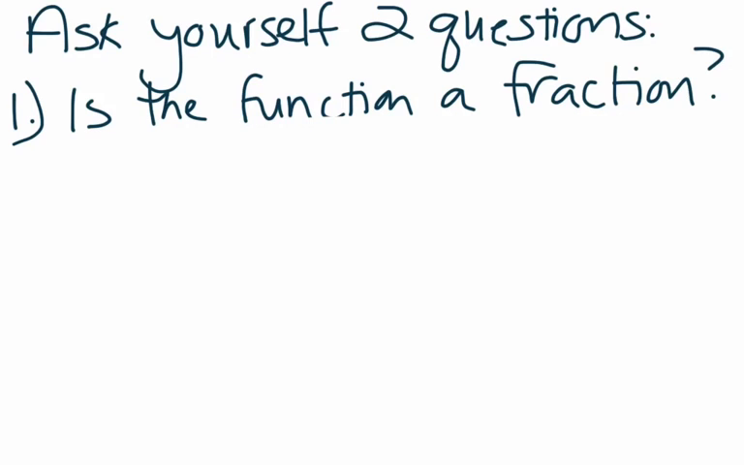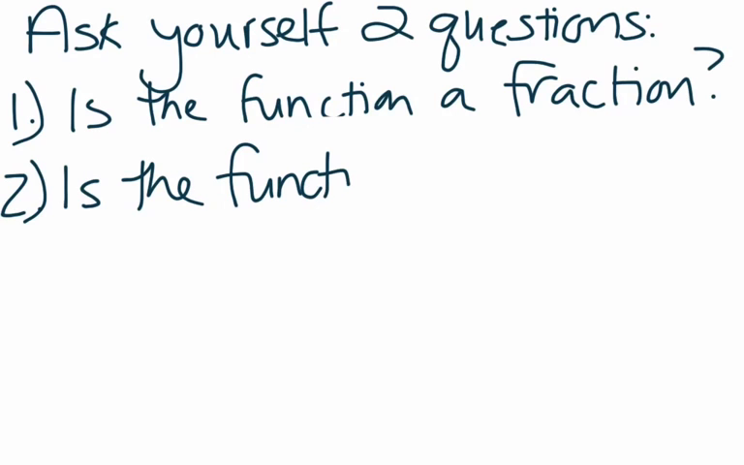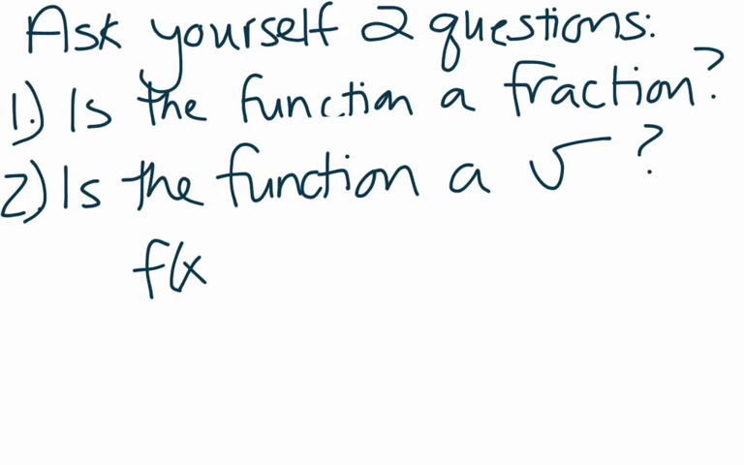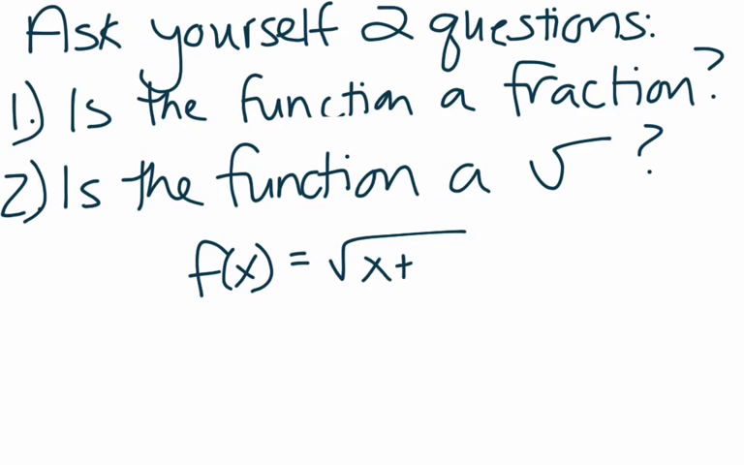Now, the second question you're going to ask yourself is, is the function a square root? Now, we know that there are other types of roots, but the most common type of root is a square root. Again, there are other exceptions to this, but we're going to focus on the most common ones. And what we mean is not just, do you see a square root in it? What we mean is, is there an x underneath the square root? Something like we saw in the last unit on radicals.